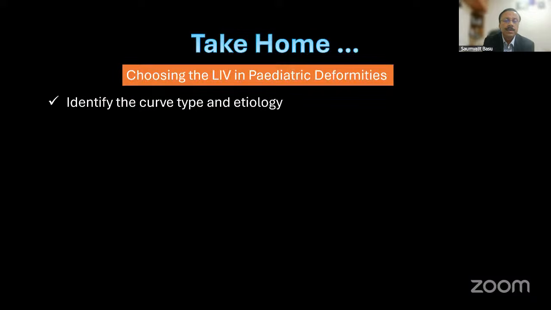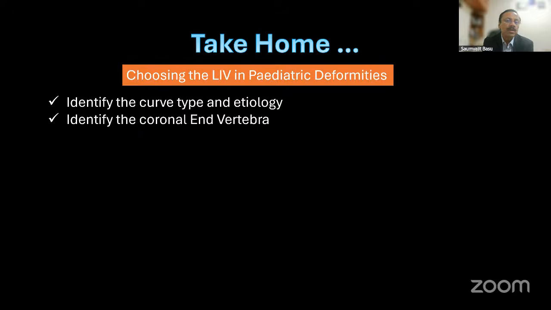So coming to the take-home messages, choosing the LIV in pediatric deformities, the most important thing is identifying the curve type and the etiology. If it is AIS, you need to consider Lenke's principles. If it is congenital, then you need to save levels. If it is neuromuscular, try to avoid going down to the pelvis. If he's a walker, safely go down to the pelvis, and mandatorily do so if there is pelvic obliquity in a non-walker. And of course, in EOS and in Scheuermann's kyphosis, look at the stable vertebra.